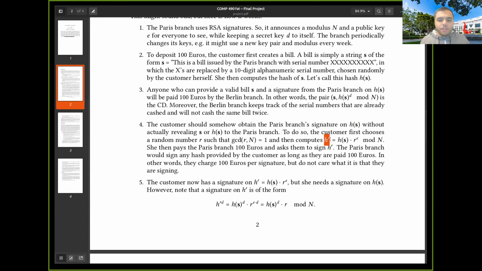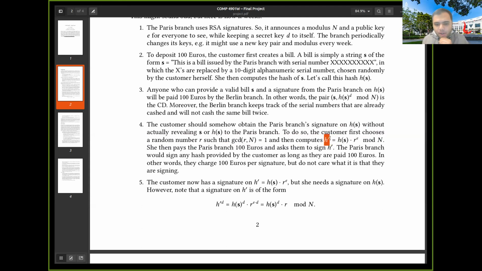The way signing works from the point of view of the bank is that whenever someone gives them 100 euros and tells them to sign something, they will just sign it. They don't care what it is. So they see H prime, and they don't know what H prime means. But as long as someone pays them 100 euros, they just give one signature for that 100 euros. Okay, so this H prime is signed by the bank.